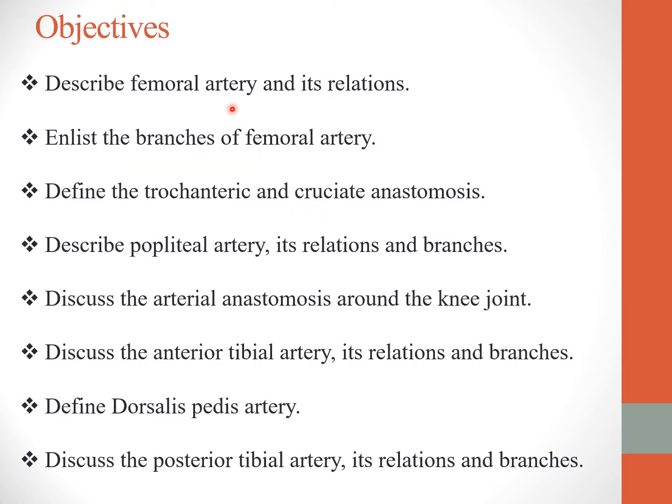Our objectives are to describe the femoral artery and its relations and list the branches of the femoral artery, define trochanteric and cruciate anastomosis, describe the popliteal artery, its relations and branches, discuss the arterial anastomosis around the knee joint, discuss the anterior tibial artery, its relations and branches, define the dorsalis pedis artery, discuss the posterior tibial artery, its relations and branches, and in the last we will talk about the terminal branches of the posterior tibial artery.